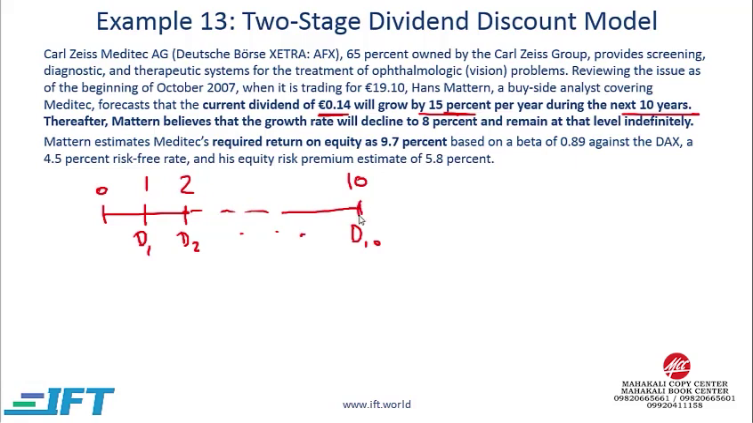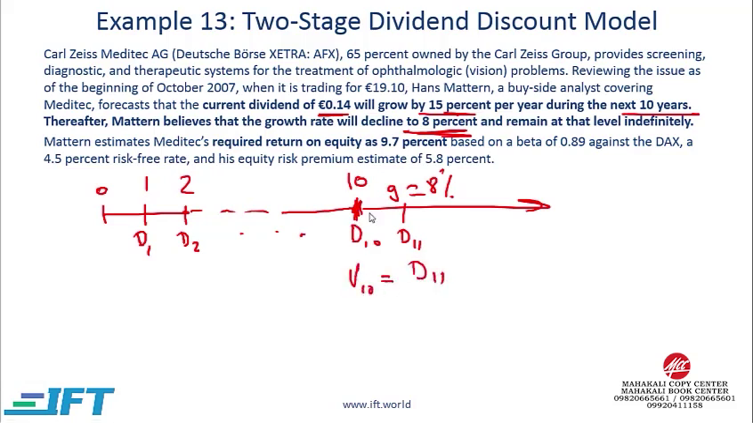Then after year 10, what happens? The growth rate will then be 8%. So from here on, the growth rate is 8%. So from D11 and beyond, can we use the Gordon growth model? We can. What's the value at time 10 based on the Gordon growth model?